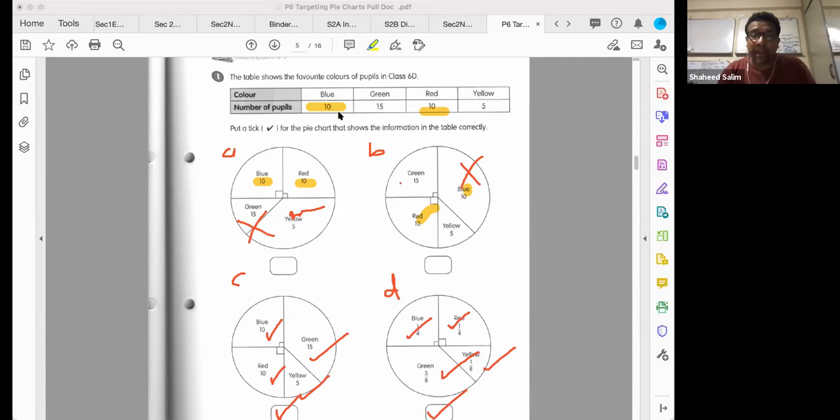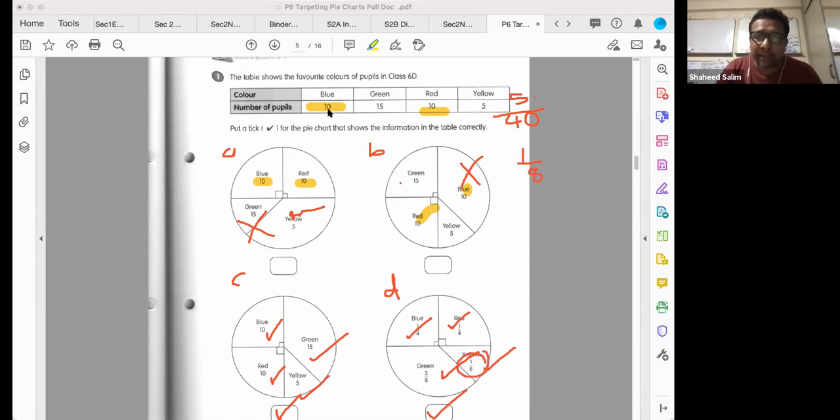Well, how do you know? Find out what's the total. 10 plus 15, 25. 25 plus 10, 35. 35 plus 5, 40. So let us see, 5/40, do we get 1/8 or not? Divide by 5, divide by 5. 1/8, yes, this one is correct.